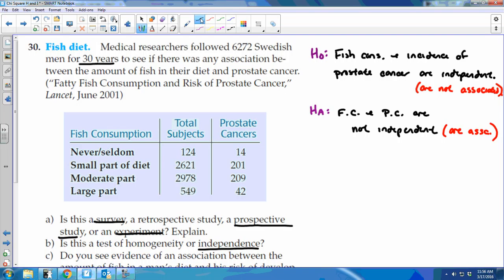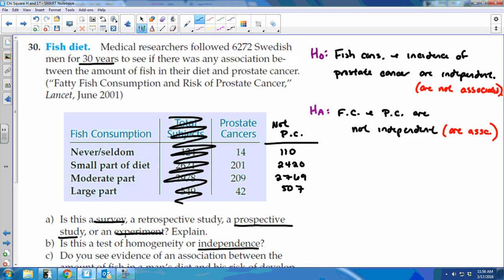So, not prostate cancer, and you have to figure out all these numbers. You have to subtract, right? So this would be 110. I did all these, so I'm going to write them down. And then you want to get rid of this and not look at it so you don't type the wrong things in. Right, so be careful that you actually know what you're looking at. You just don't assume that the table they give you is in the right format.